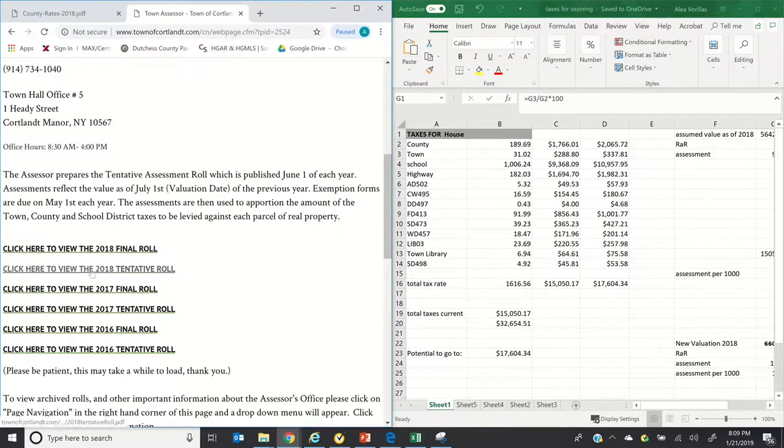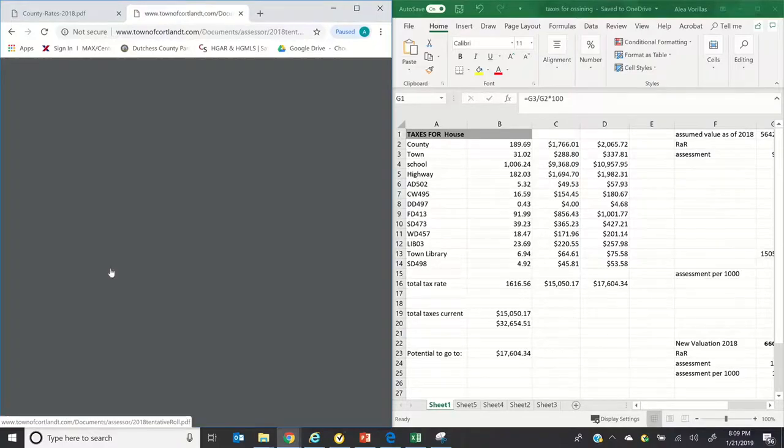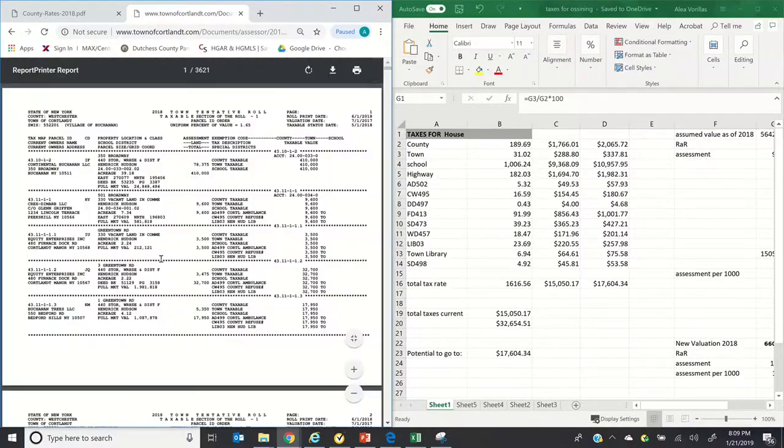Okay, so you scroll down and you have final roll, tentative roll. If the final roll is not here and all you have is the most recent tentative roll or an older final roll, go with the most recent. Reason being, it's going to have your new assessment and it'll likely stick. The only chance that it wouldn't is if the homeowner of the property that you're looking up is grieving their taxes, and there's a chance that the assessment can be reduced. But 9 out of 10 times it's going to stay the same for final.